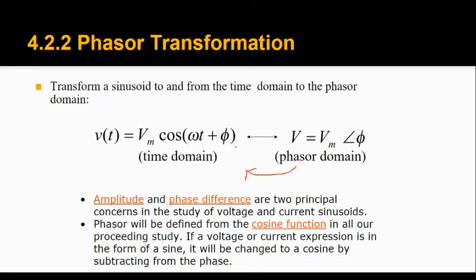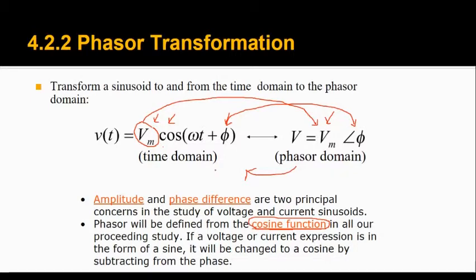Okay, so look at the representation. You have the magnitude, it must be a cos function, and it has the angle over there. So in terms of the Phasor domain, you just take whatever the magnitude is and bring it over here, and you also take the angle. Phasor must be defined in the cosine function, in all the studies.